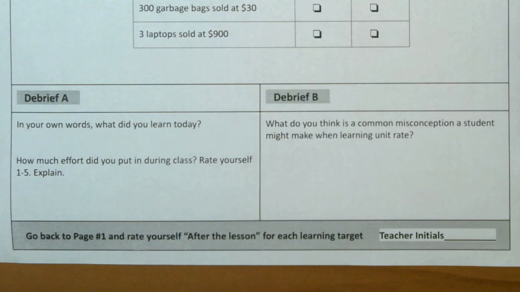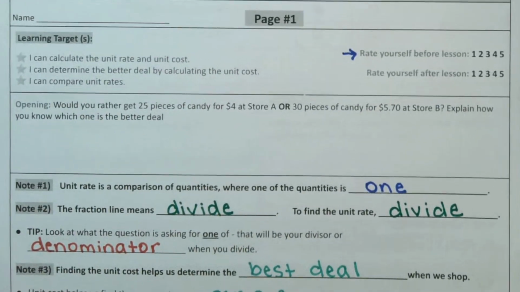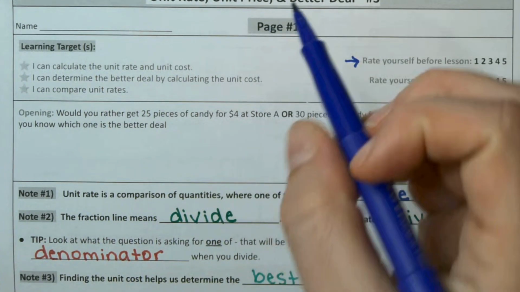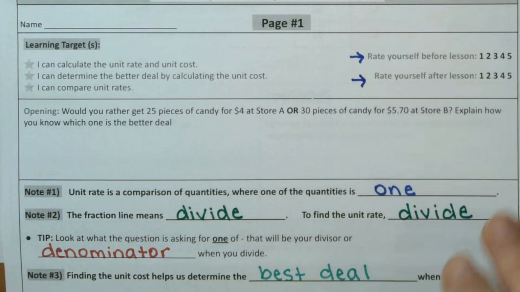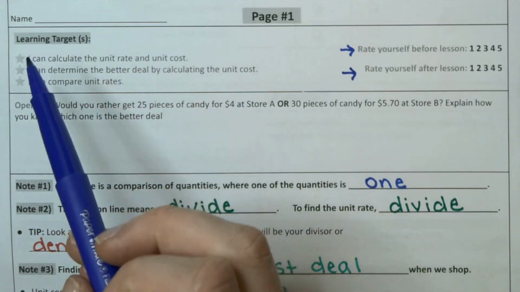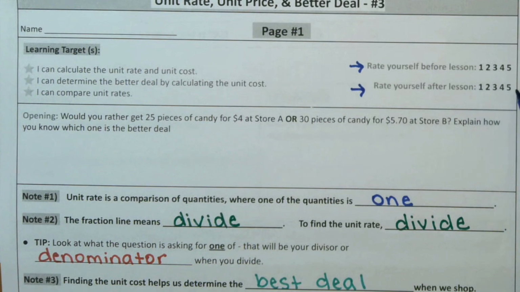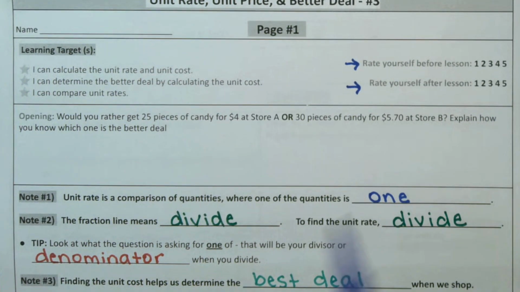Once you've answered these 3 questions, I want you to go back to the very first page. And now that you've gotten a lot more practice in, I want you to rate yourself again after the lesson. How confident do you feel in these learning targets? 1 being the lowest, 5 being the highest.